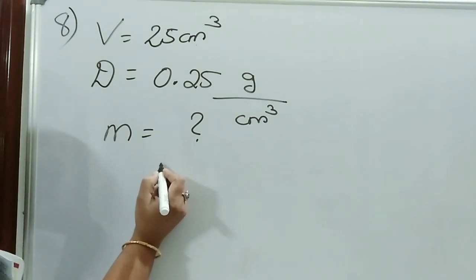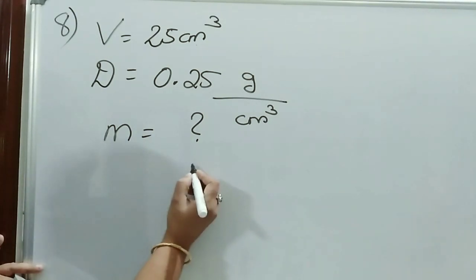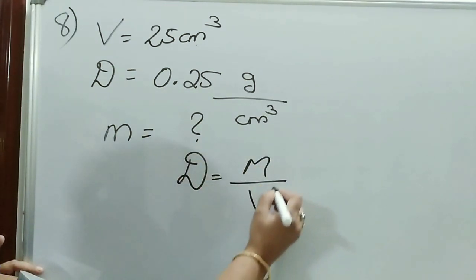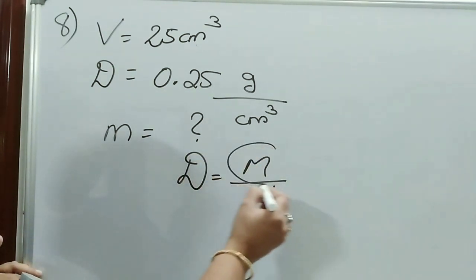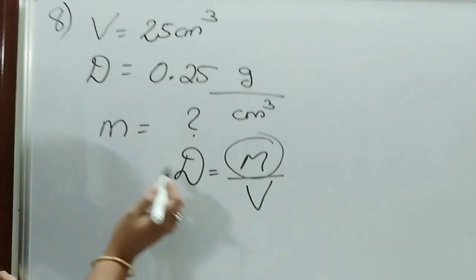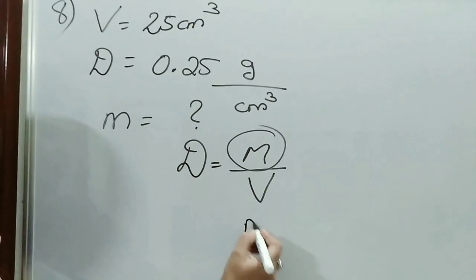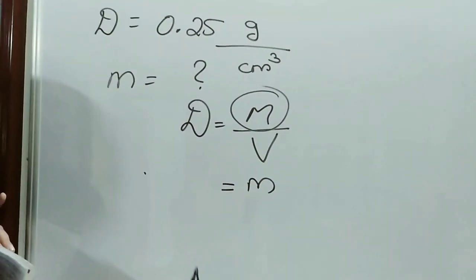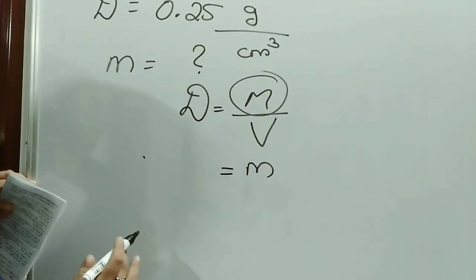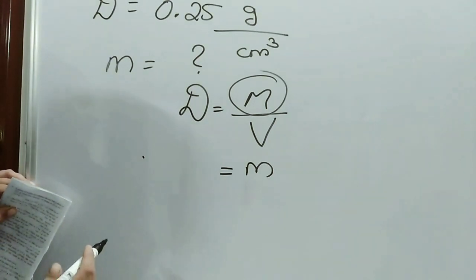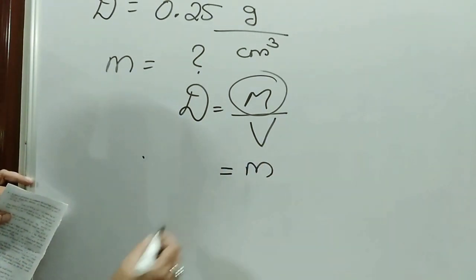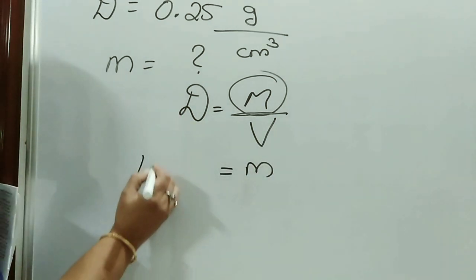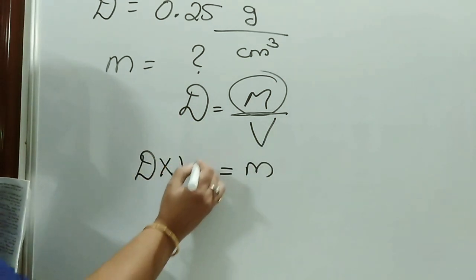Again, all of you should write the basic formula first. Density equals mass by volume. And you are asked to find the mass. So just cross multiply. So mass is equal to, cross multiplying, divided by volume. When it goes to the LHS, left hand side, division will become multiplication. So we can write density into volume.